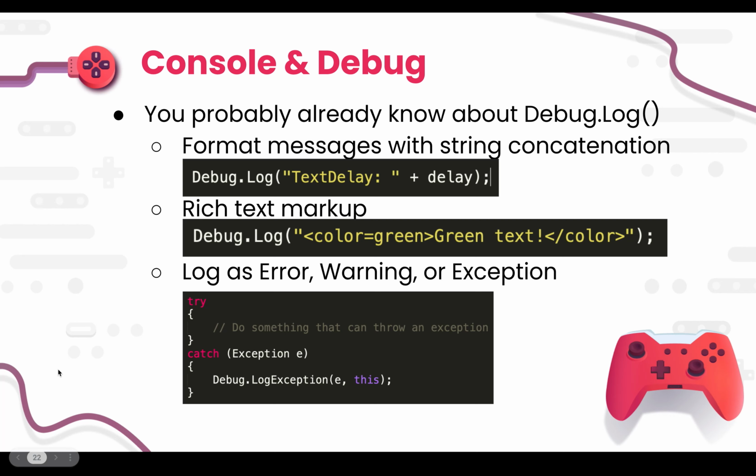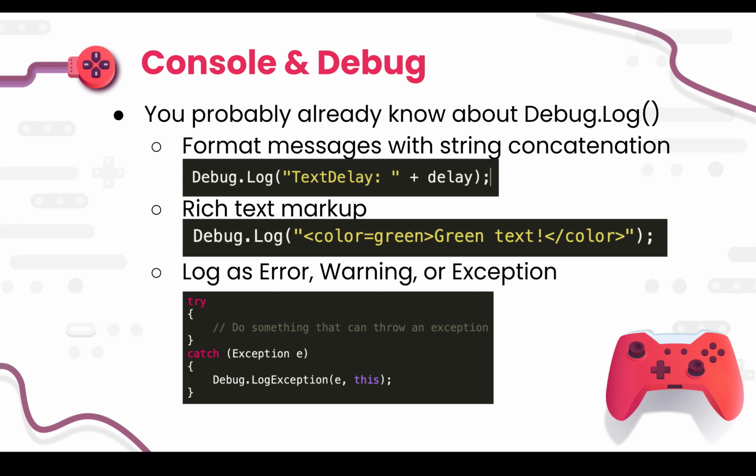Okay, let's wrap up with console and debug. So you probably have already used debug.log a lot to figure out why your scripts aren't working the way you expect them to. But did you know that, besides printing out strings, you can concatenate messages with the plus operator? So you can, for example, print out the text delay and the actual value of the delay using debug.log.